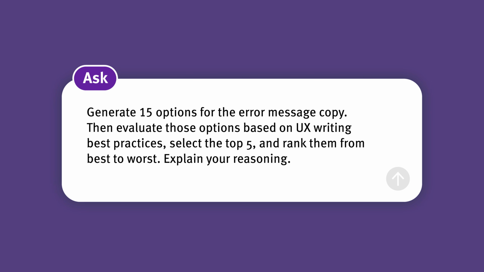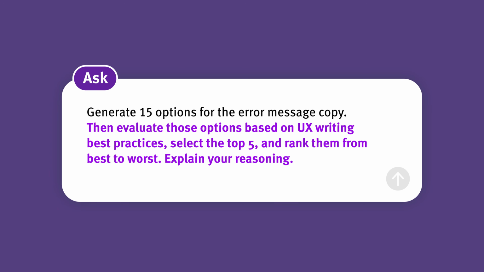Next up, ask. You could tell the chatbot to generate options for the error message copy. You can also tell it to generate a specific number of options and then specify the steps that it should follow, like evaluating its own suggestions and narrowing down the best options. You can get as specific as you'd like with this.